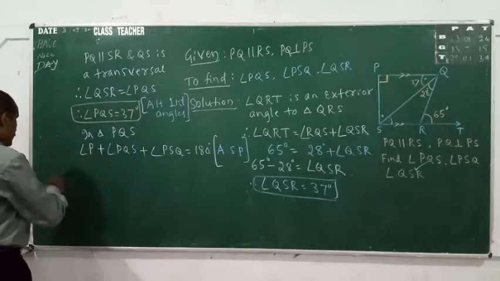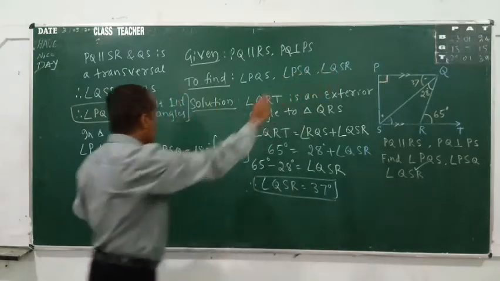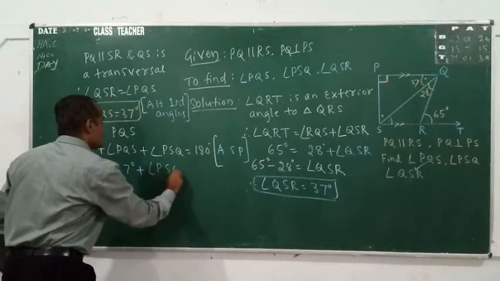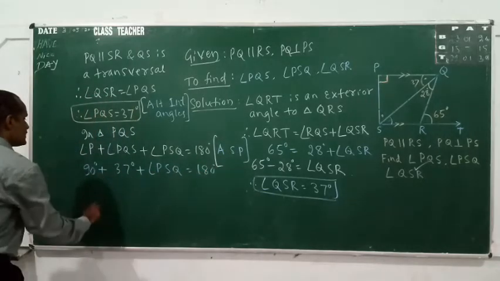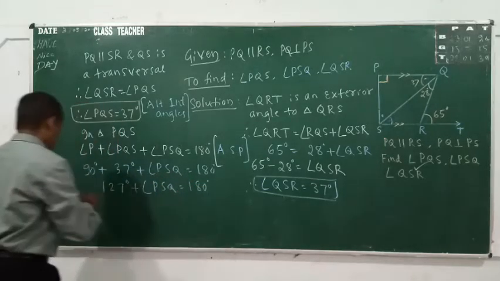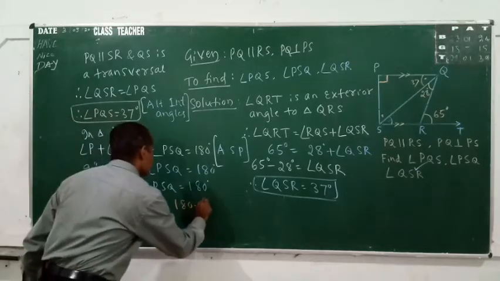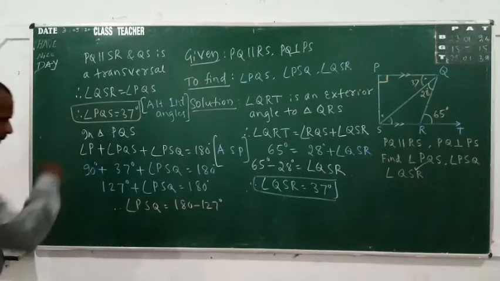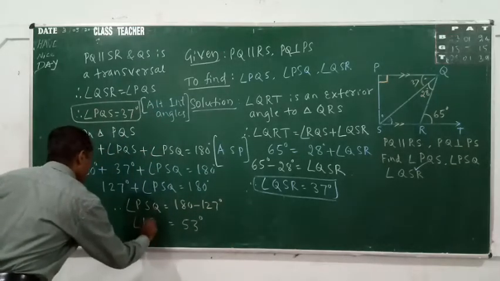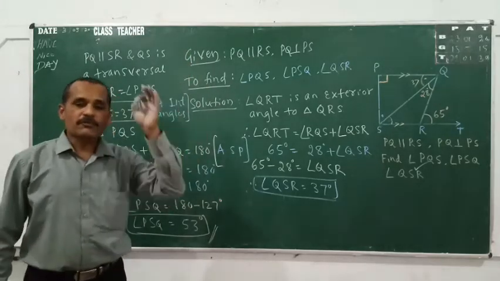Angle P is known to you, 90 degrees, plus PQS, that is 37 degrees, plus PSQ. This is to be found. Angle PSQ is equal to 180. Add this: 127 plus angle PSQ is equal to 180. Therefore, angle PSQ is equal to 180 minus 127. Yes, that is equal to 53 degrees. Angle PSQ is equal to 53 degrees. That is the end of the problem. Simple. This is the way to solve the problem very systematically.